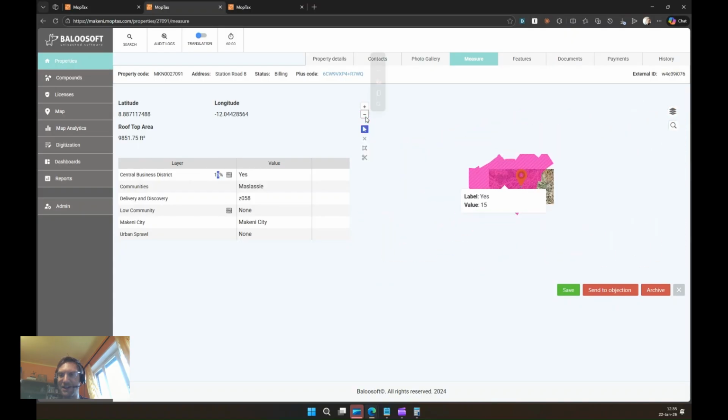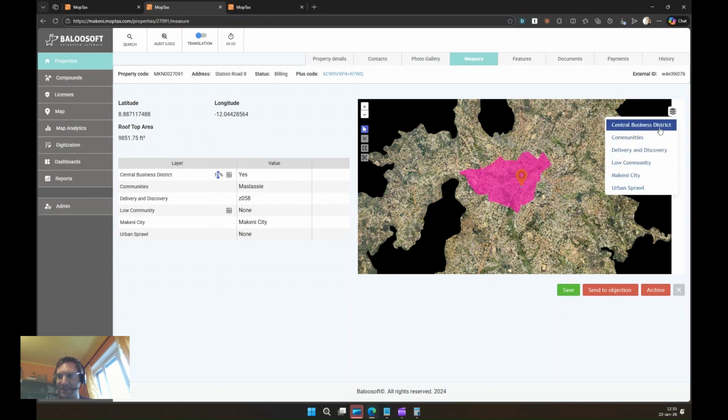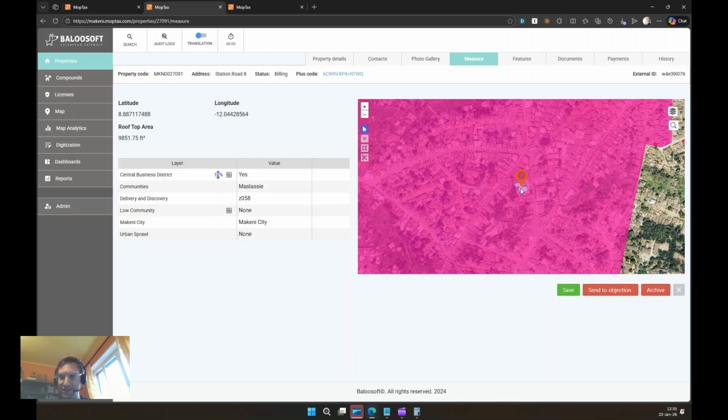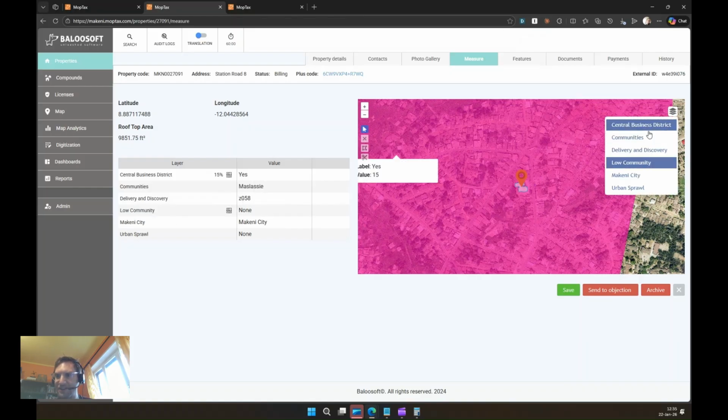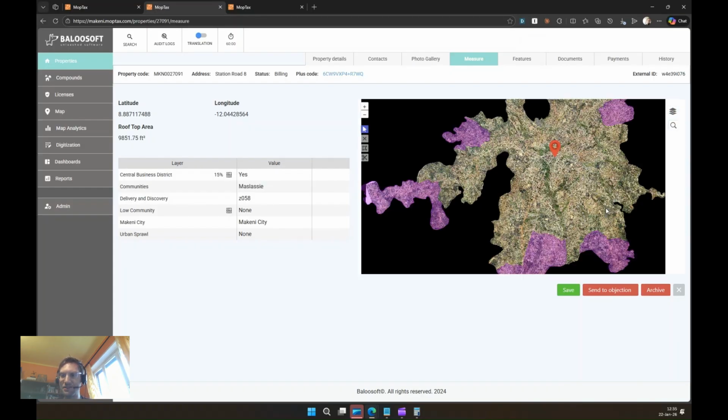So if I turn that layer on, I see here's the central business district of McKinney. If I zoom in, I see that the city council building is inside of that layer, and so it gets an extra 15%. The other layer that affects property values in McKinney is the low community layer. These are low value communities. If I turn that on and I zoom out, I can see these are the low value communities of the city. The city council building is not in any of those, so it has no effect from the low community layer.